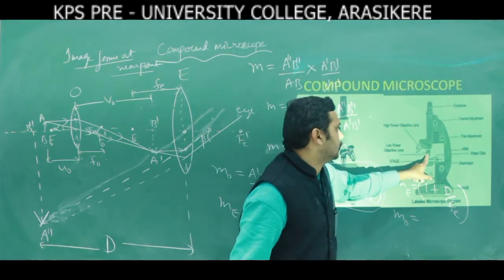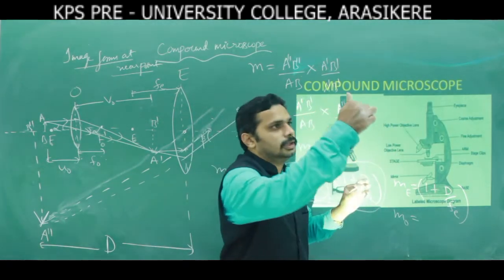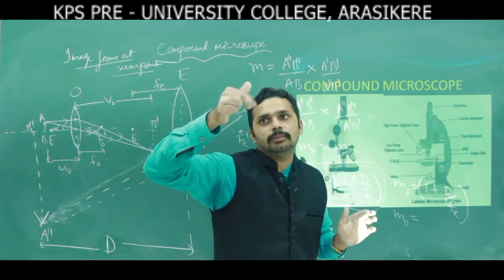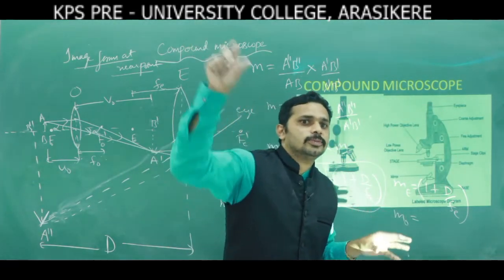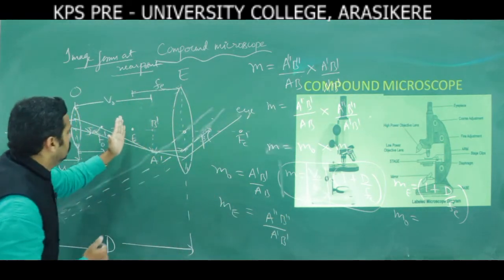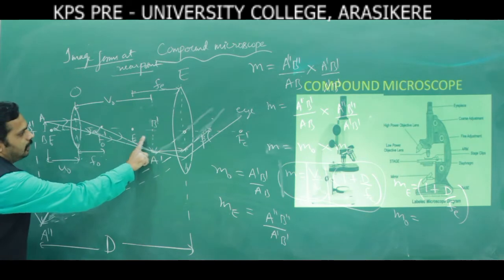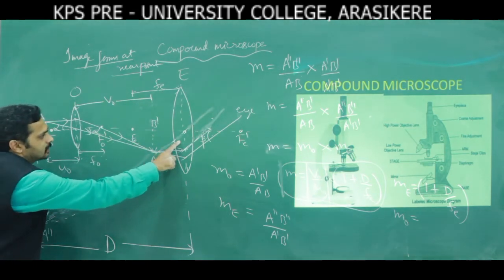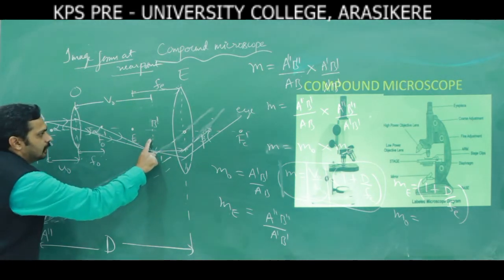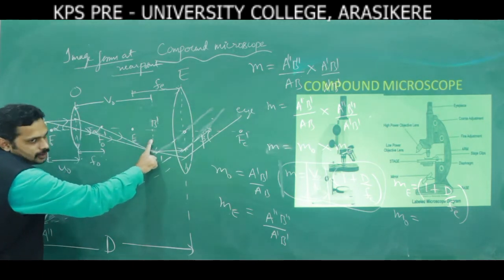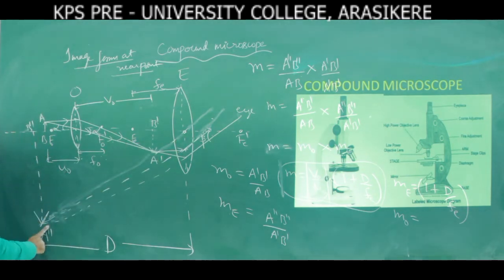This is the objective lens, this is the eyepiece lens. Just by moving the eyepiece, the image forms at far point. Now look at here, for the near point, this image acts as an object for the eyepiece lens. It has to come within the focus, then the image forms at near point.